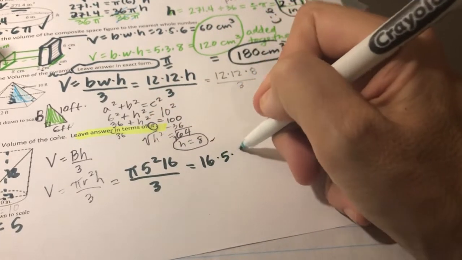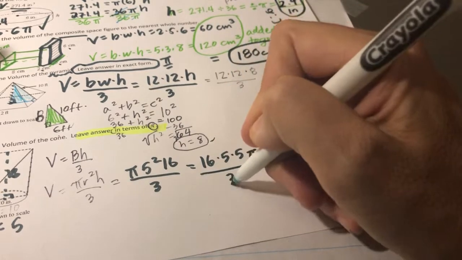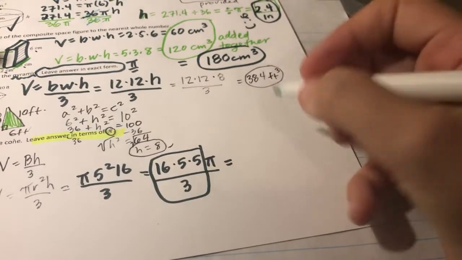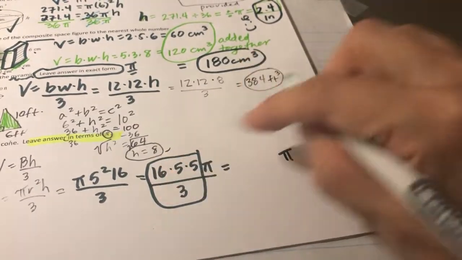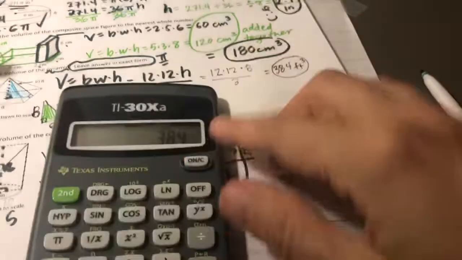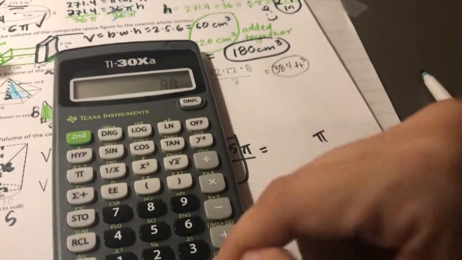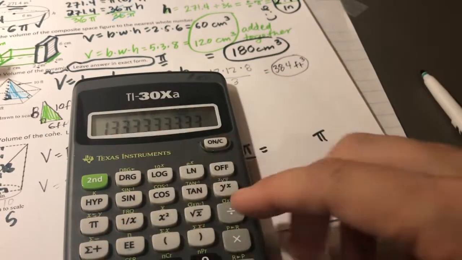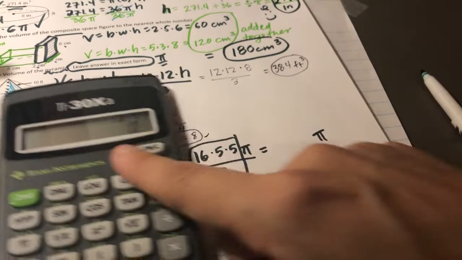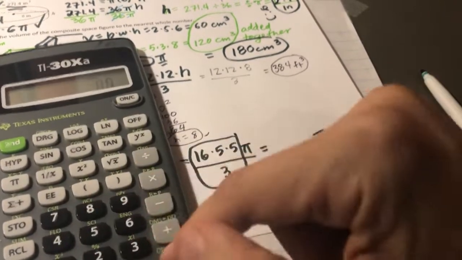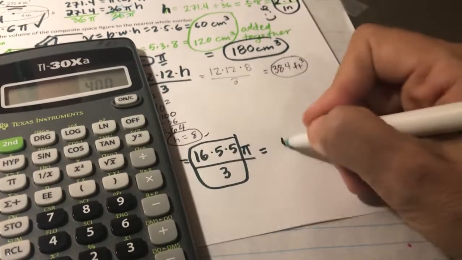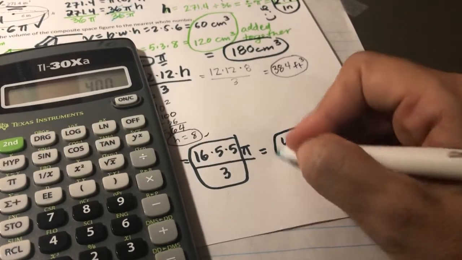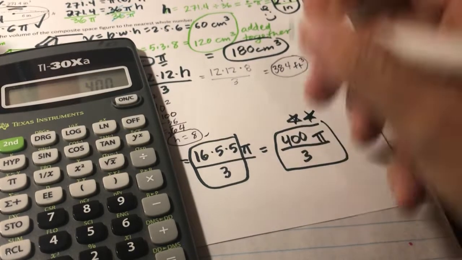I have 16 times 5 times 5 times pi, divide by 3. And they said, please leave your answer in terms of pi. So that just means get this to a number or the fraction in simplest form. So let's do that. 16 times 5 divide by 3. Ooh, I get a decimal. So I want to hold off on turning it into a decimal. So it's 16 times 5 times 5. I get 400 all over 3. And that technically is the way to leave our answer in terms of pi.